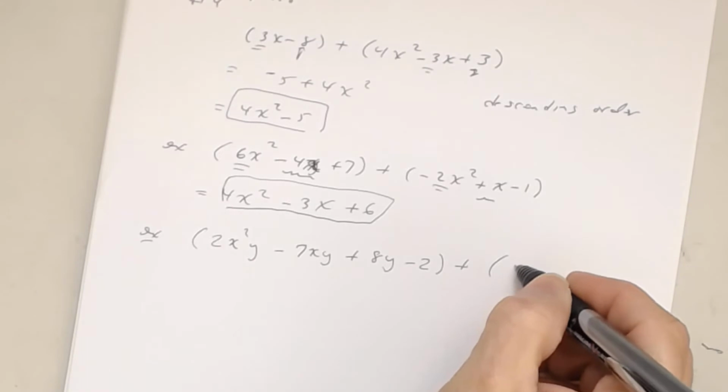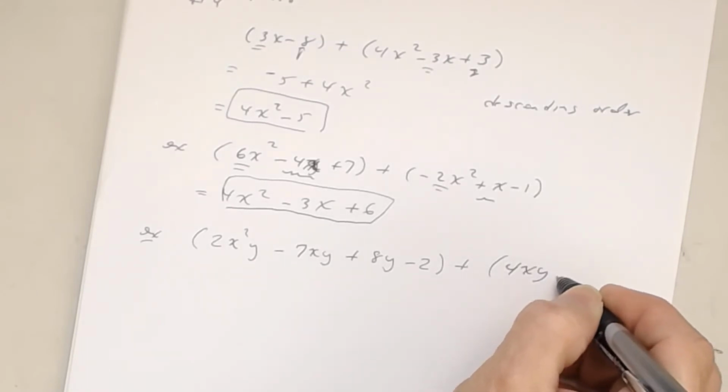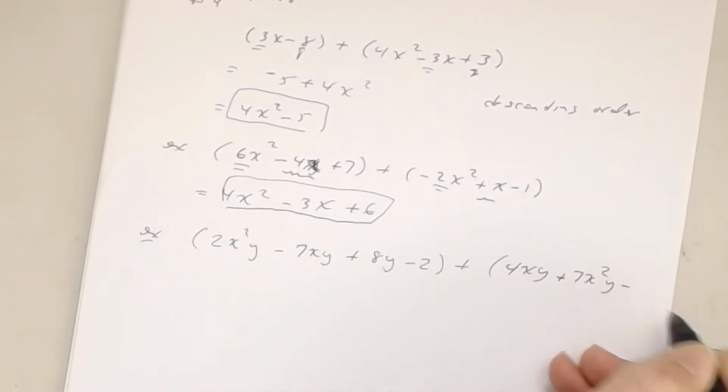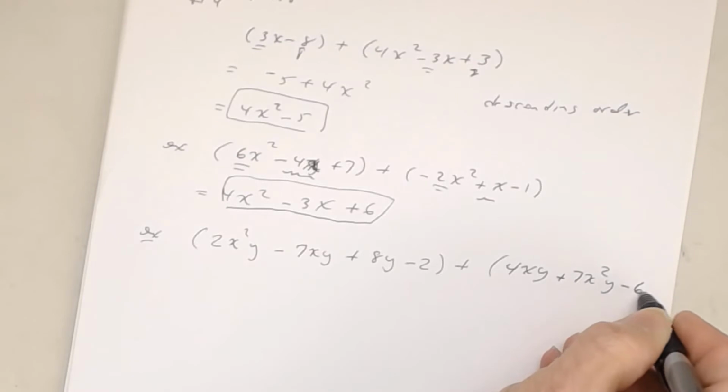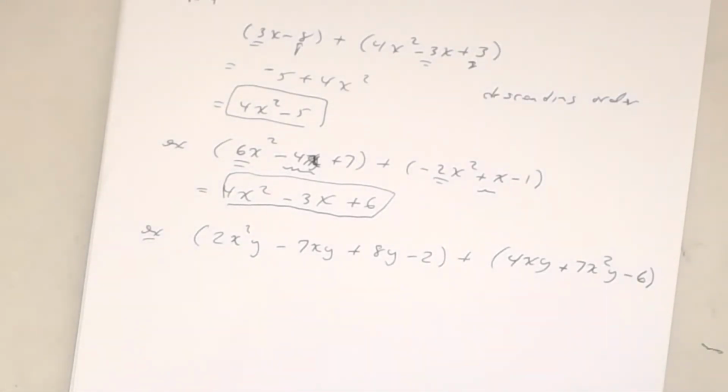So let's suppose we had 4xy plus 7x squared y. And I'm running out of room, so I'm just going to make it a trinomial, minus 6. Now you see I have 2 different variables here. So don't worry about putting descending order. Normally when we put a polynomial in descending order, it's only with 1 variable. This thing has 2 variables, so it doesn't matter how you write the answer.